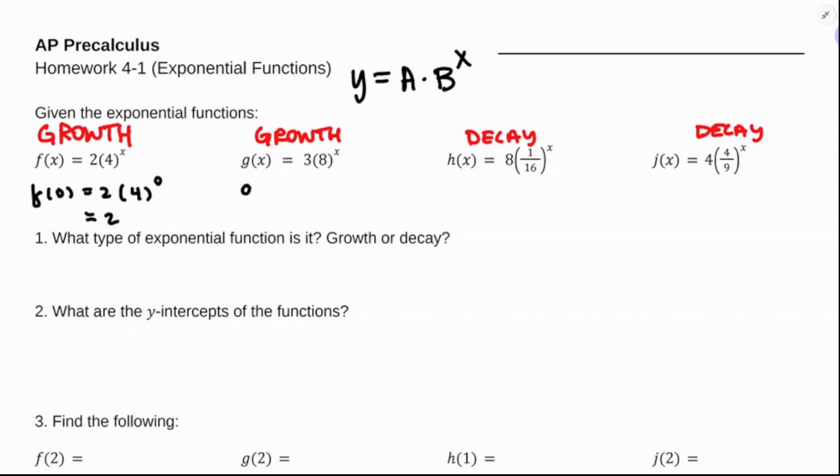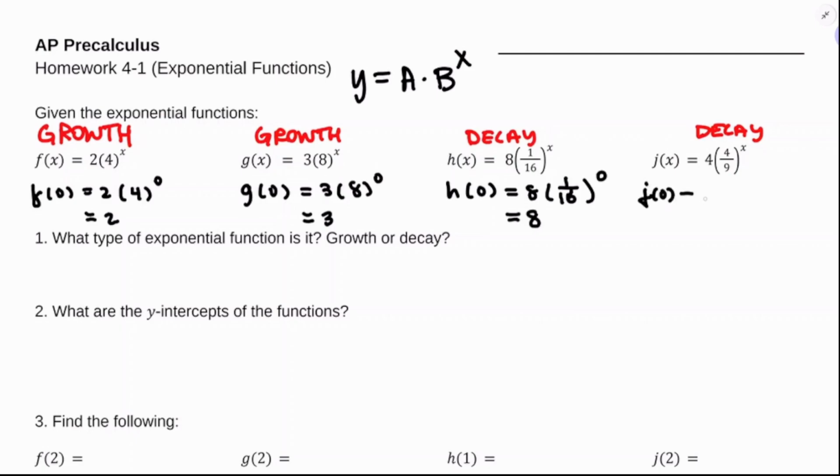Okay, for g of x, we find the y-intercept by plugging in 0, exactly the same. 3 times 8 to the 0 power, we do the exponent before the multiplication, and so that's 3 times 1, which is equal to 3. Okay, h of 0, let's see the pattern here. 8 times 1/16 to the 0 power. 1/16 to the 0 power is 1, and 8 times 1 is 8. Just really keeping in mind PEMDAS here. Then 4 times 4/9 to the 0 power, that's 4 times 1, which is 4.